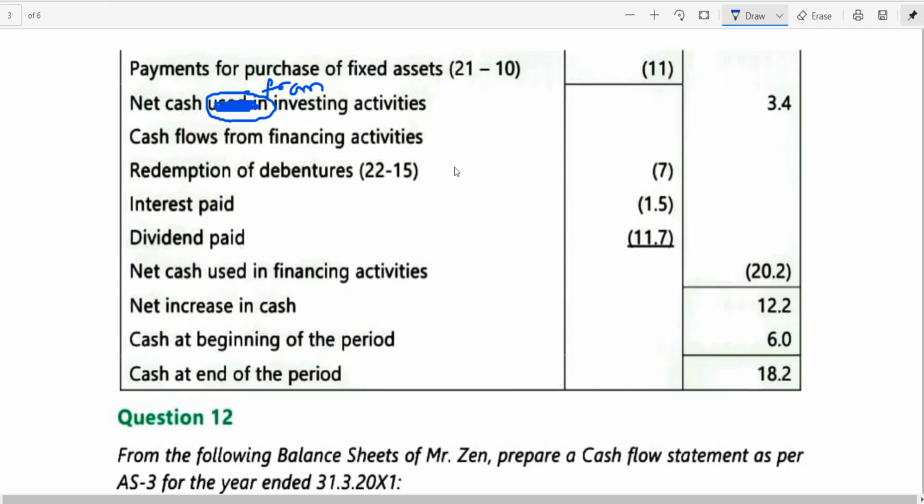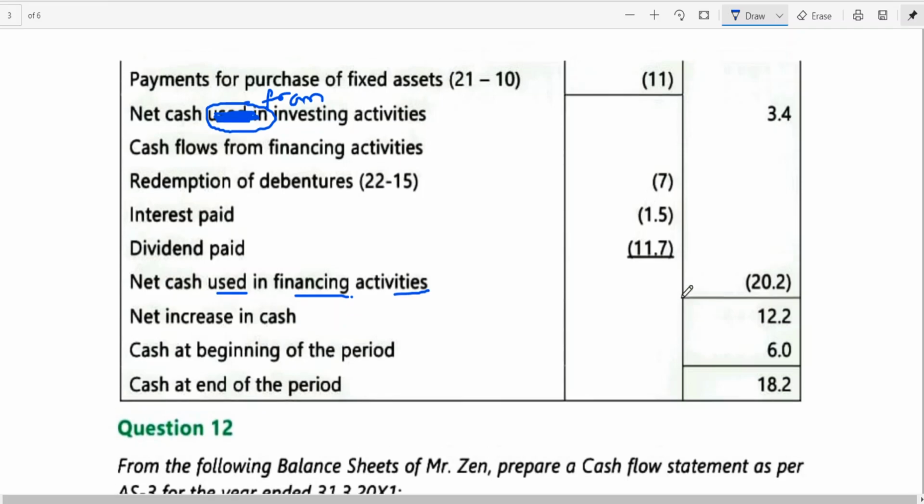Redemption of debenture is an outflow, isn't it? I am writing this just for information, for you to understand. This is also outflow. This is also outflow. Whenever there is an outflow, you put it in brackets. So now you are getting it, this is correct. Net cash used in financing activities.